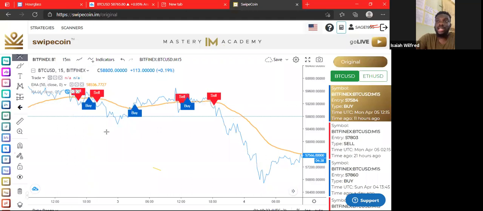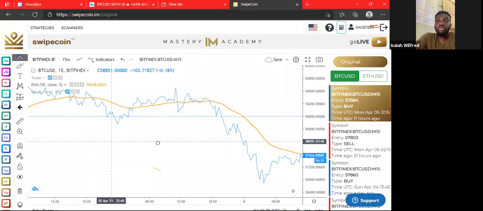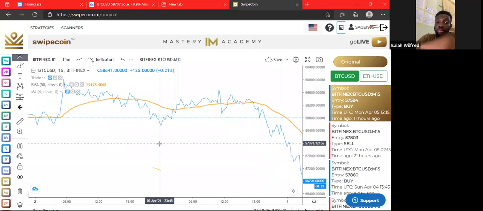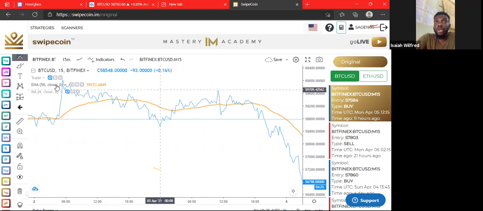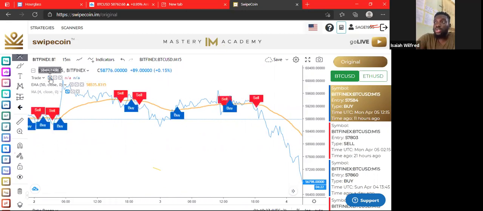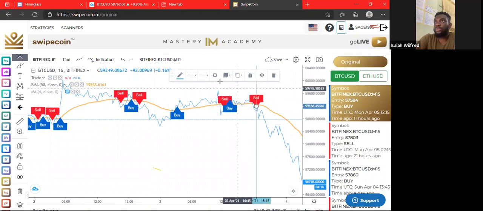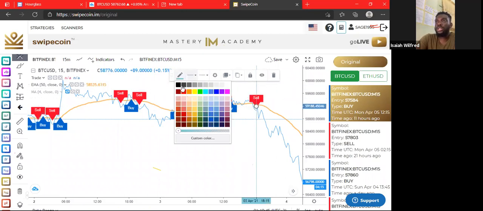So now since we are selling, what am I looking for? I'm looking for break and close of support. When we are buying, we're looking for break and close of resistance. So now we're actually looking for break and close of support. So the scalper said we should sell at what? We said we should sell here. So let me just make a line here that we can all see. This is where we're selling from.